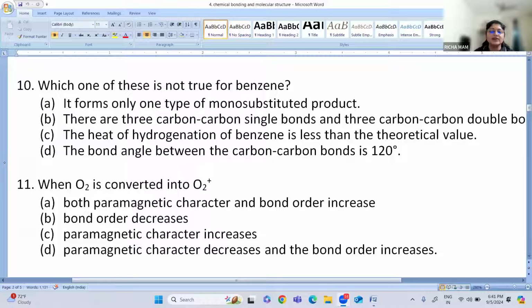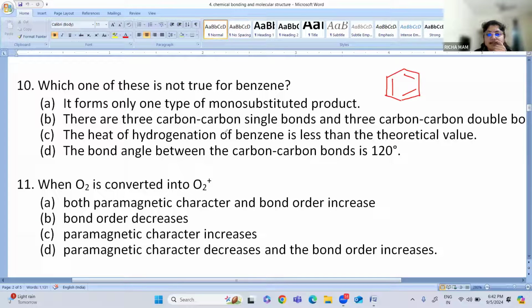So when you see your benzene, how is the structure of benzene? This is the structure of benzene with alternating double bonds, right? There are 3 carbon-carbon single bonds and 3 carbon-carbon double bonds. Here it forms only one type of substituted product.